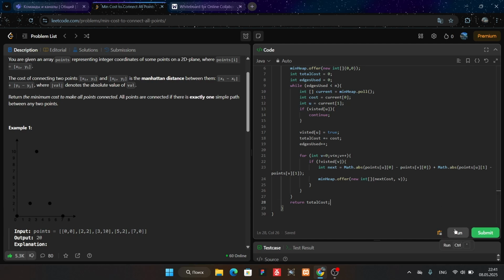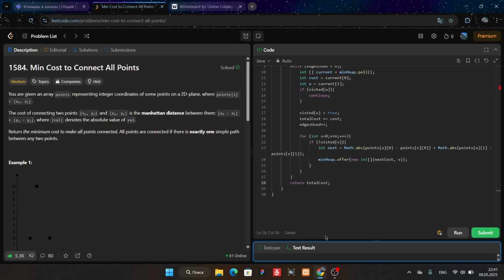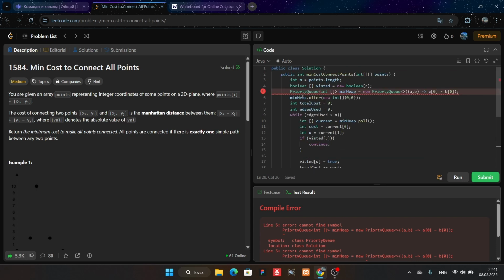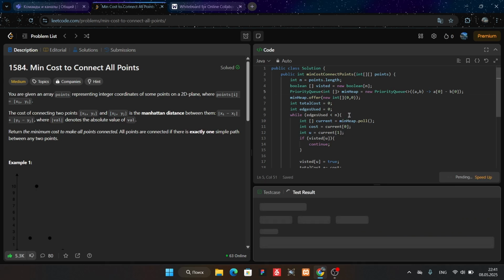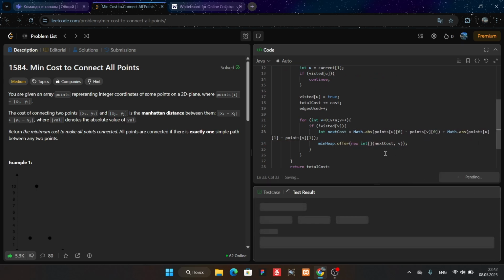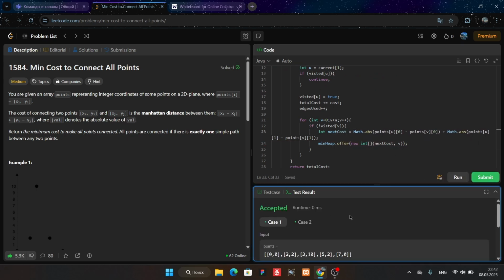So let's run this code. Priority queue. Yes, it's my mistake. Let's run this code again. Yes, this is my mistake again. Yes, and it's running. Let's submit this code.